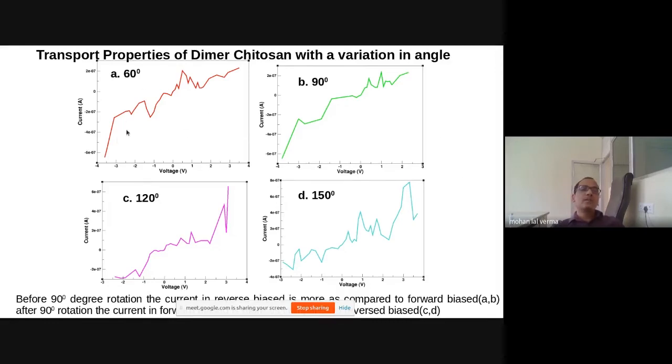When the angle of rotation is less than 90 degrees, the current in the reverse biasing is on the order of 10 to the power 6 to 10 to the power 7. When it is more than that, at the forward biasing, its result is good enough. So why is it so? We will discuss this in our next paper, and I am just showing here a glimpse of that.